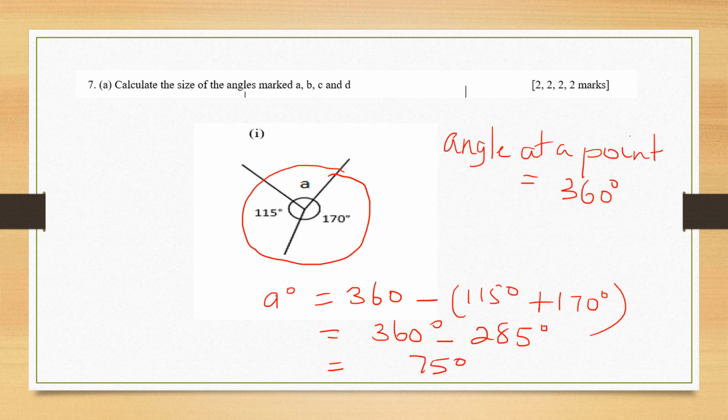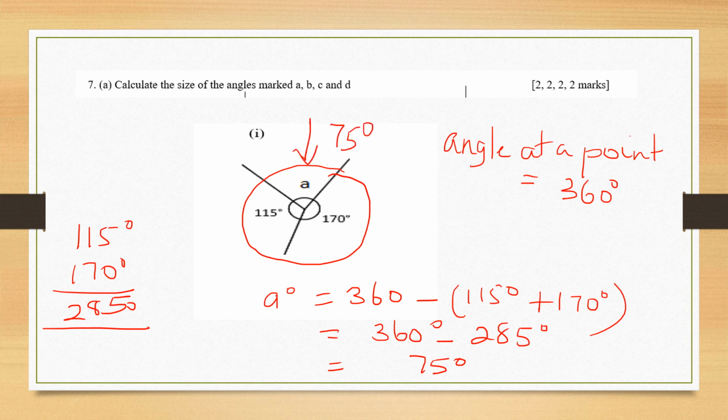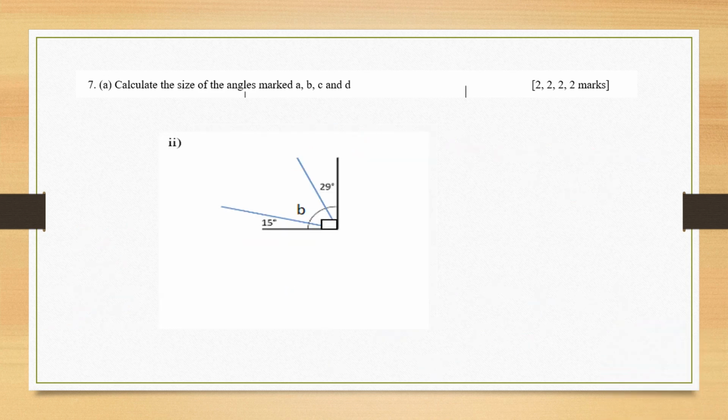Let's just do the work in here. 115 plus 170 is 285. Okay, so the answer is 75 degrees. So this angle here is 75 degrees. Part 2.